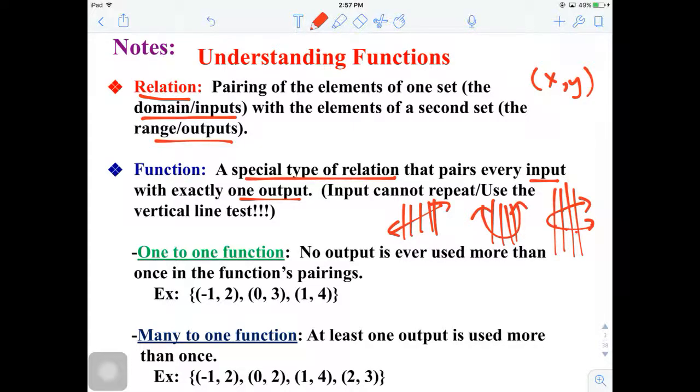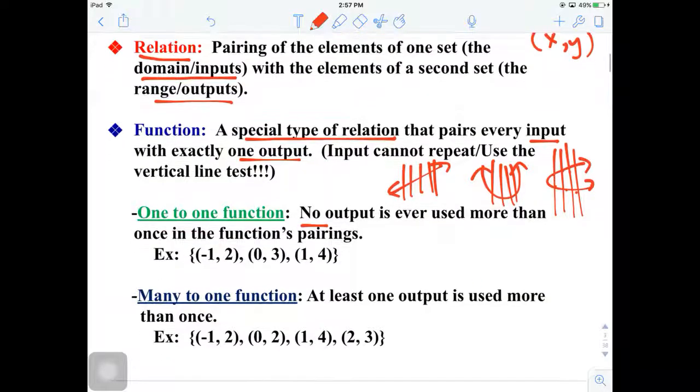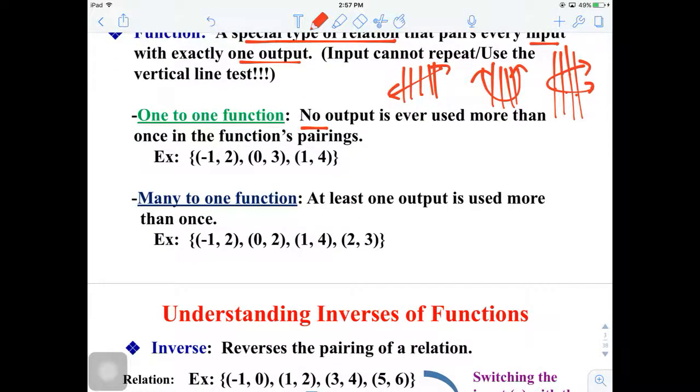So what is a one-to-one function? A one-to-one function is one where there cannot be an output that is used more than once in the function's pairings. So you can only have one number for the x value paired with one number for the y value. Okay. A many-to-one function is one where at least one of the outputs is repeated, used more than once. So if, for example, the 2's are repeated here, this is a many-to-one function.